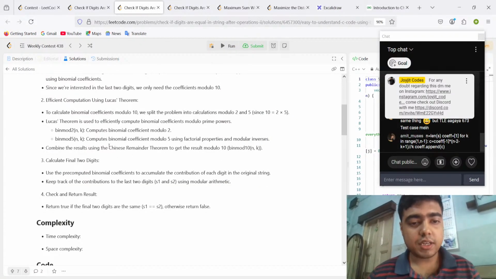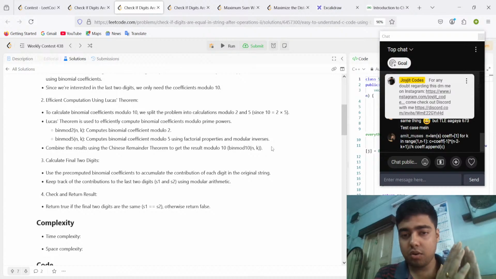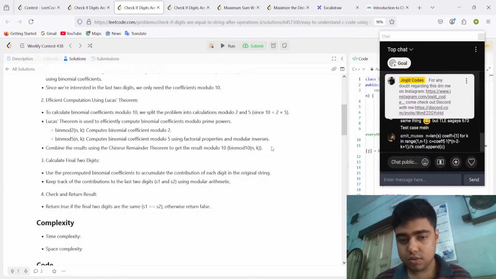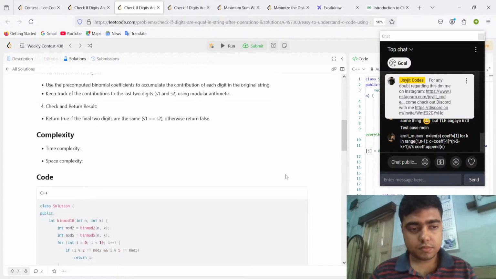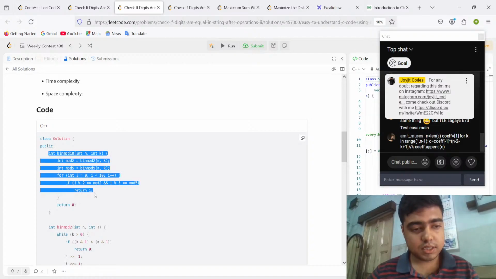this thing called the Chinese remainder theorem. Even I don't know what the heck it is. What it does is it gets the modulo 5 and modulo 2, and then gets the modulo 10 from those two values. Okay, it is bin mod 2, bin mod 5 that he is getting, and then he is running. This is the Chinese theorem basically. I think we can make it out from here.